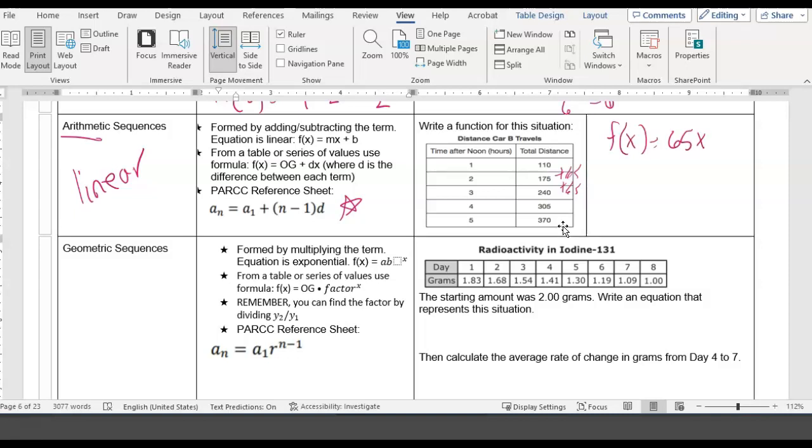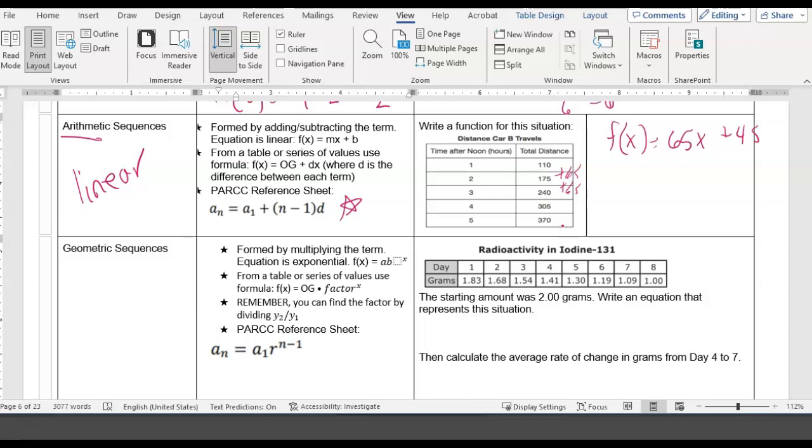And then we need to think about our starting amount, right? So 65x, 110 minus 65 gives us 45. So plus 45. All right, and that's the function for that situation.